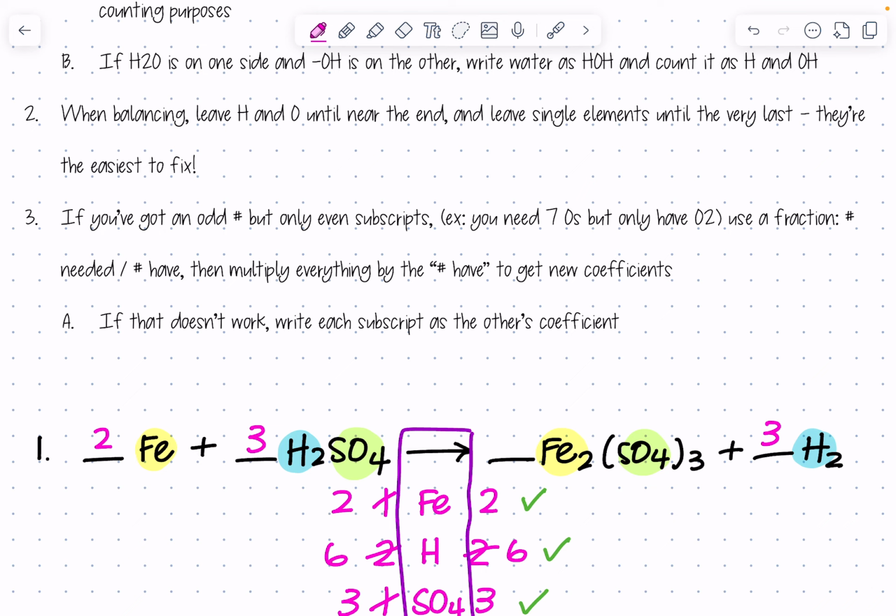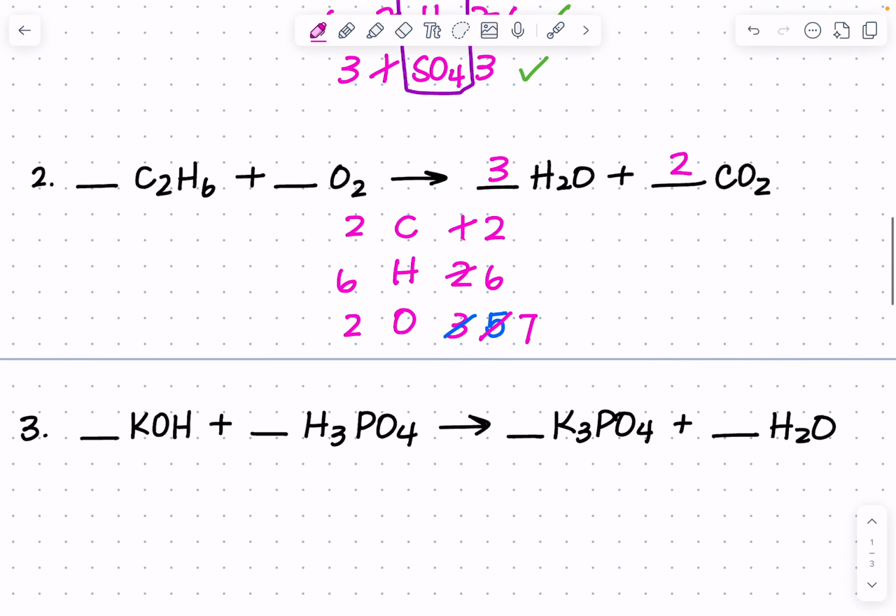So this is where that step I said I was going to come back to comes into play. If you need an odd number, but you only have even subscripts, so in this case, I need 7 oxygens, but I only have O2, I'm going to use a fraction where I have the number that I need over the number that I have. So in this situation, I need 7 oxygens. I only have 2. But rule of thumb, we do not ever have fractions as our coefficients. So the way that we deal with that is we multiply everything by whatever that bottom number was, in this case, 2.